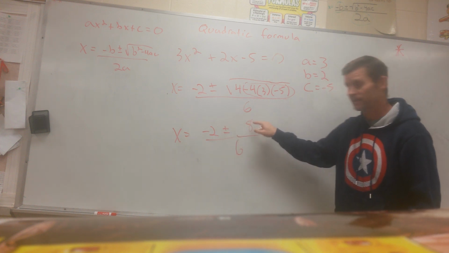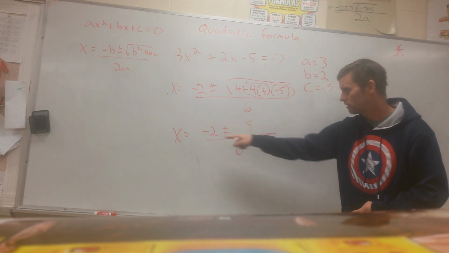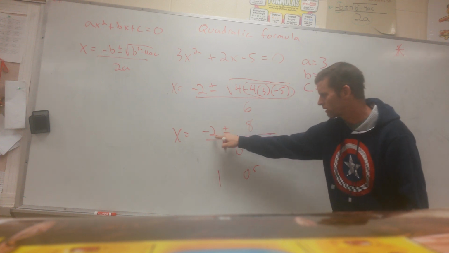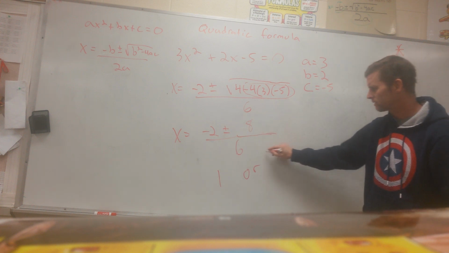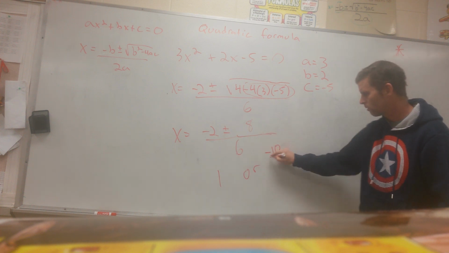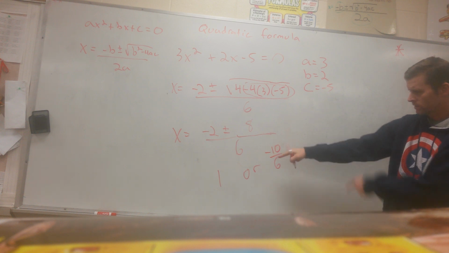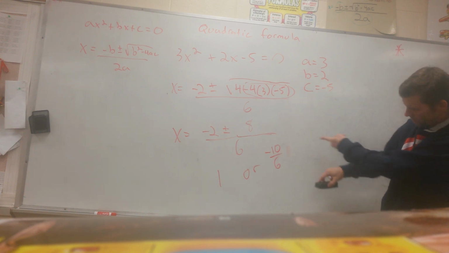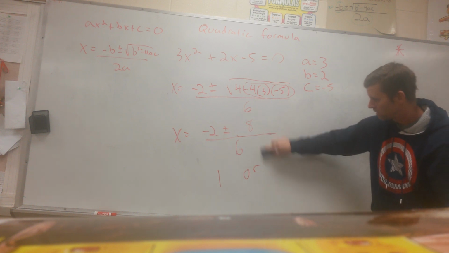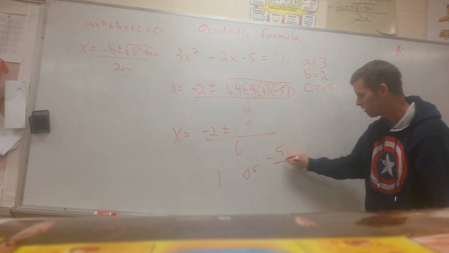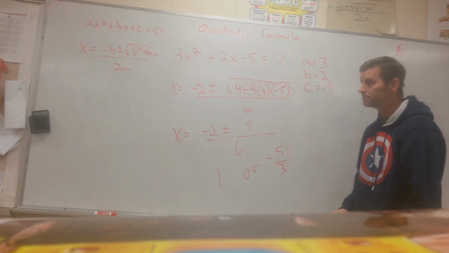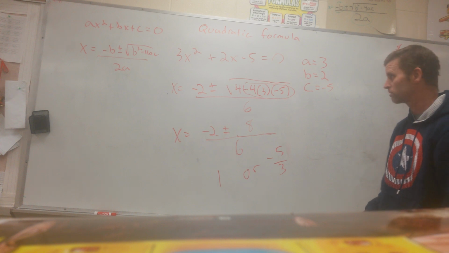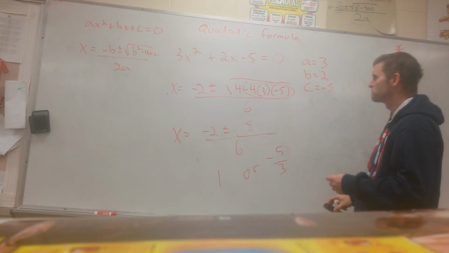Negative 2 plus 8, well, that's 6 over 6, that's 1. Or negative 2 minus 8, well, that's negative 10 over 6, which, if you recall, when we did the problem the other way, we got negative 5/3 because that's just reducing that fraction. So negative 5/3. Okay? That's pretty much it, guys. I mean, for quadratic formula, you just plug numbers in. Couple of things.